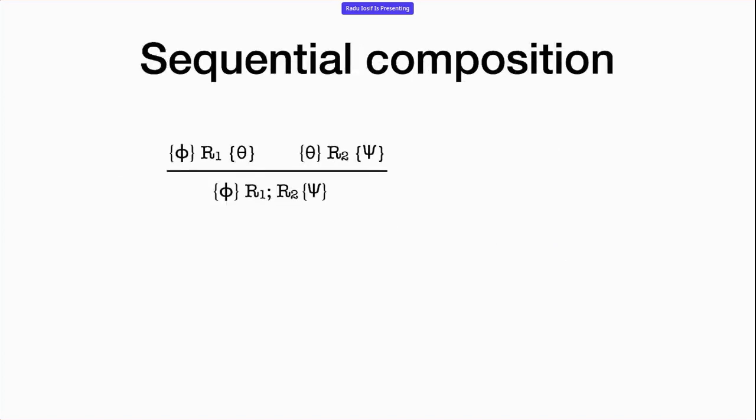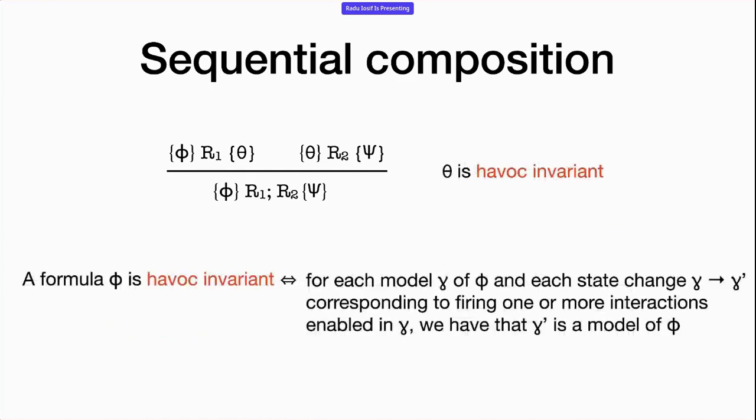And why is that? Let's have a look at the classical sequential composition rule in Hoare logic, which uses an intermediate assertion theta that describes the post condition of the first command and the precondition of the second. Now the problem is that our reconfiguration programs, although sequential, run in interleaving with interactions, and this requires the intermediate assertion to be invariant under firing interactions.